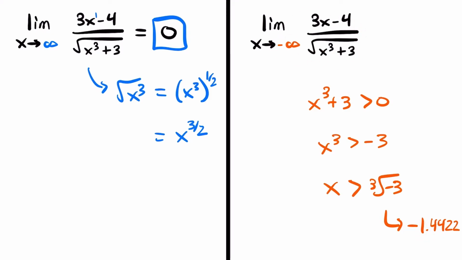And so what we find here is that for values of x greater than negative 1.44, this function is defined. Anything less than this value, meaning negative 1.45 and negative 2, negative 3, all the way to negative infinity, this function is not defined for those values.